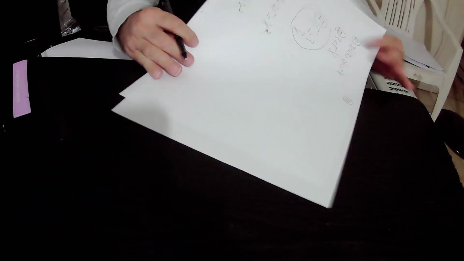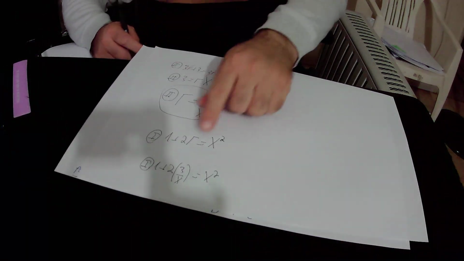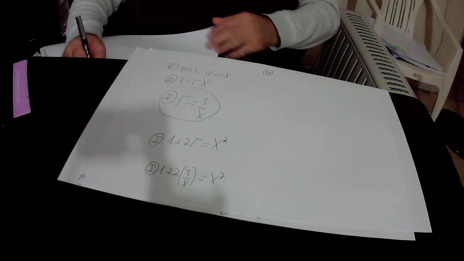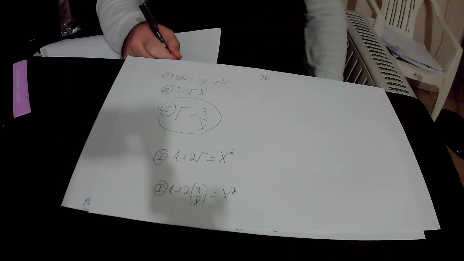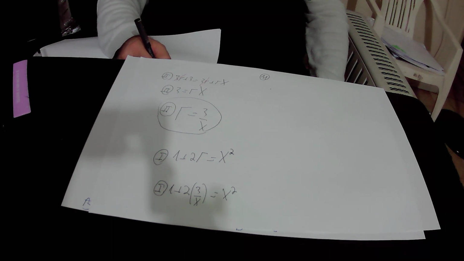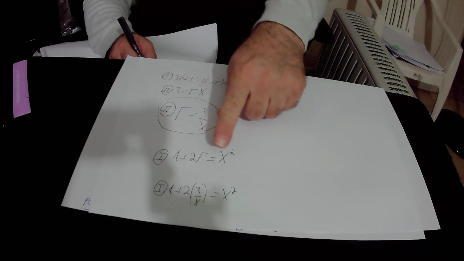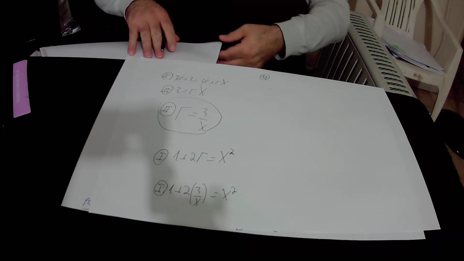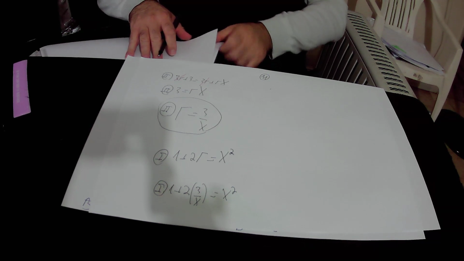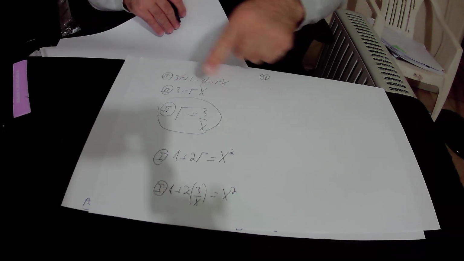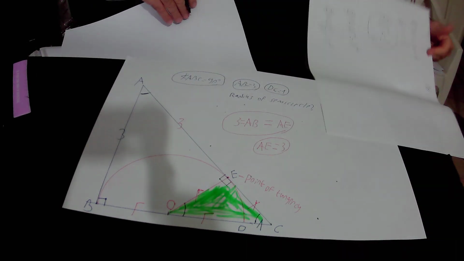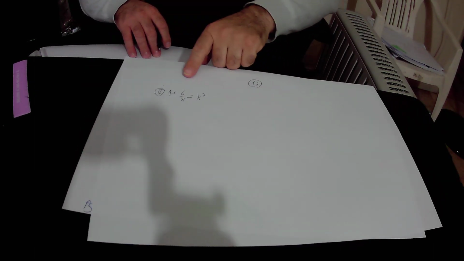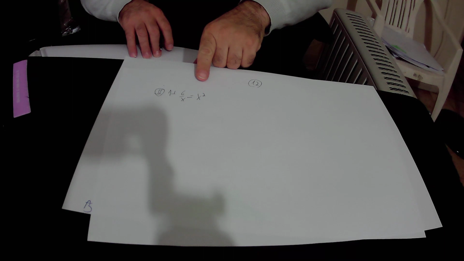So here 2 times 3 is 6. So in total we will get that 1 plus 6 over x equals x squared. So 2 times 3 is 6, so we got that 1 plus 6 over x equals x squared.